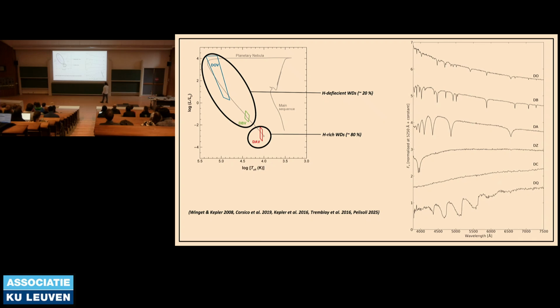Then there are DCs. For DCs there are no lines. These are basically crystallized white dwarfs, so there is no atomic interaction in the interior of white dwarfs. So we see these ones. DQs are magnetically strong. These are high mass white dwarfs.